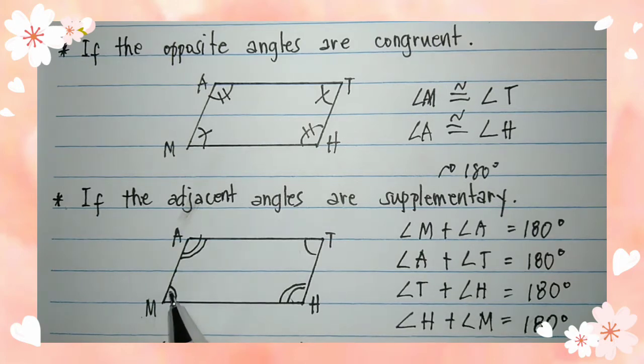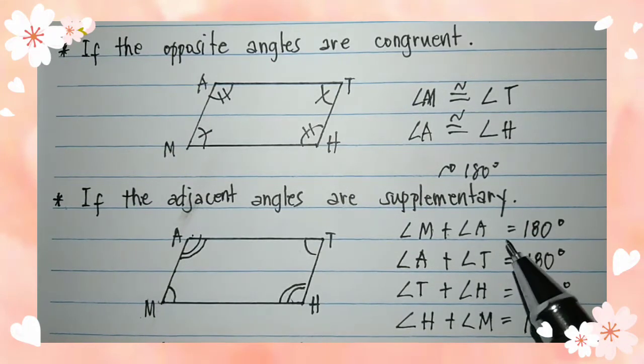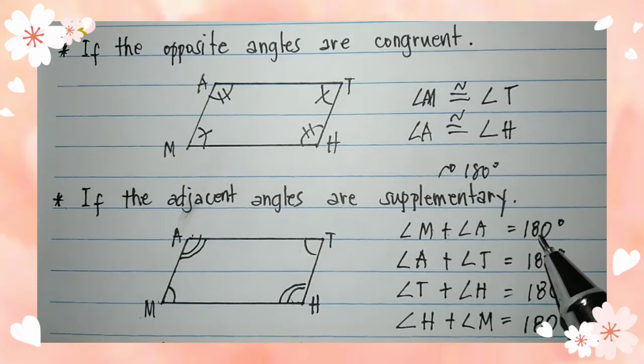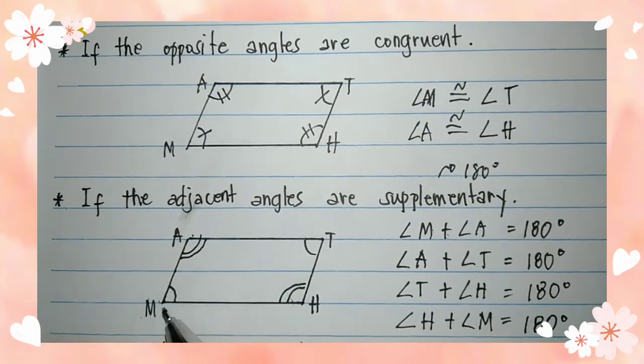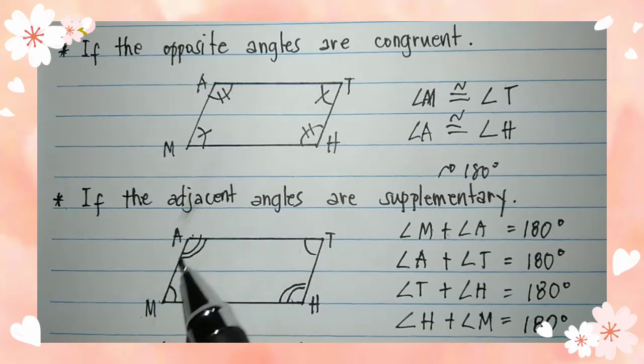Right? So we have angle M plus angle A. Ayan o, angle M and angle A. Magkatabi sila na angles, meaning to say they are equal to 180 degrees. Like for example, if angle M measures 95 degrees and angle A measures 85 degrees, so 95 plus 85 is equal to 180 degrees. So yon, ibig sabihin yung magkatabing angles are supplementary.